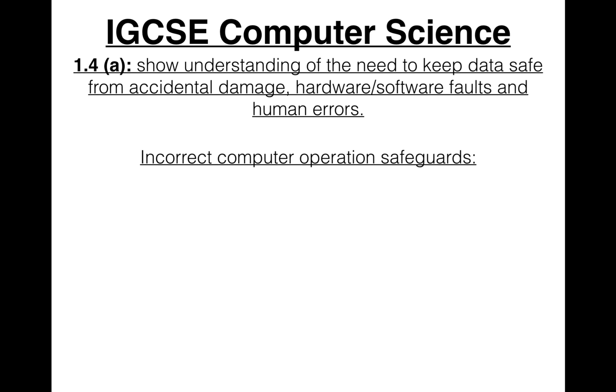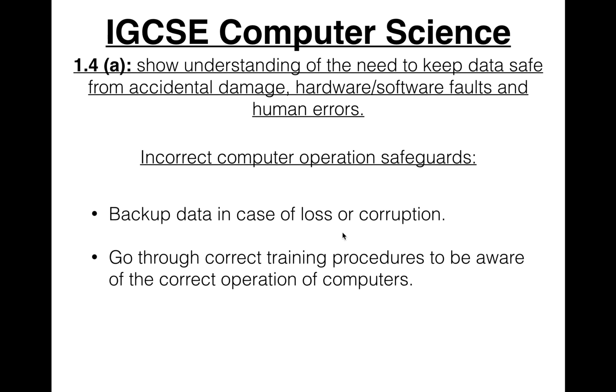Incorrect computer operation safeguards. Incorrect computer operation could be stuff like if you incorrectly shut down your computer, for example, or if you remove your thumb drive while data is being transmitted. Again, backup is really important, and go through correct training procedures to be aware of the correct operation of computers.